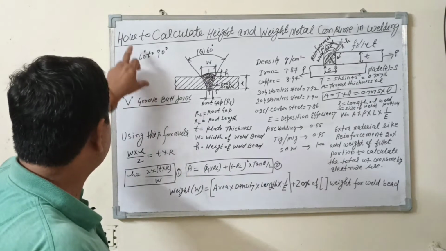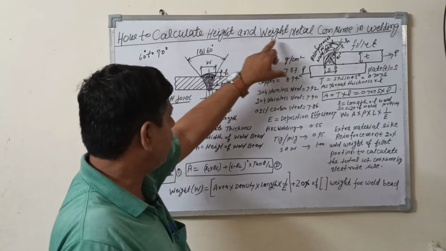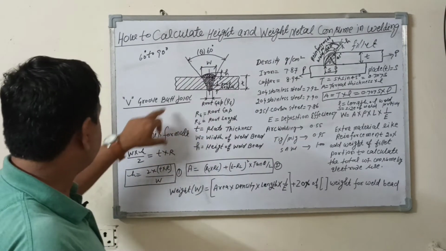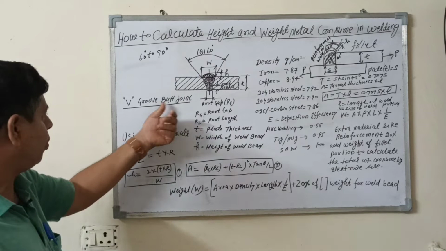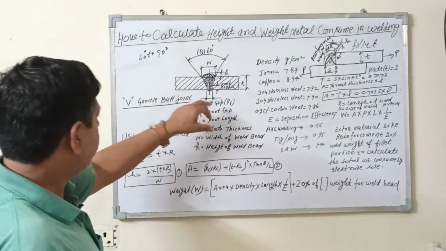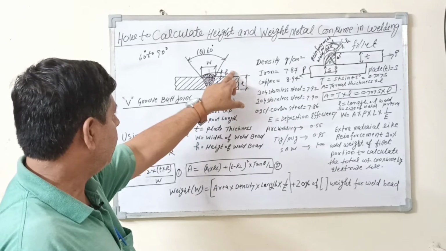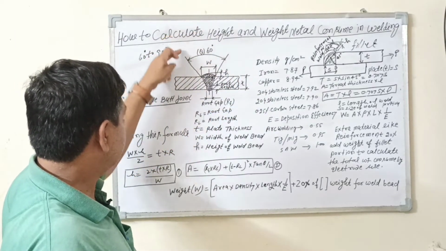My topic is how to calculate the height and weight of metal consumed in welding. You can see this figure, a V groove butt joint. Here T is the thickness of this plate, H is the height of the bead, W is the width of the bead, and this is the groove angle.